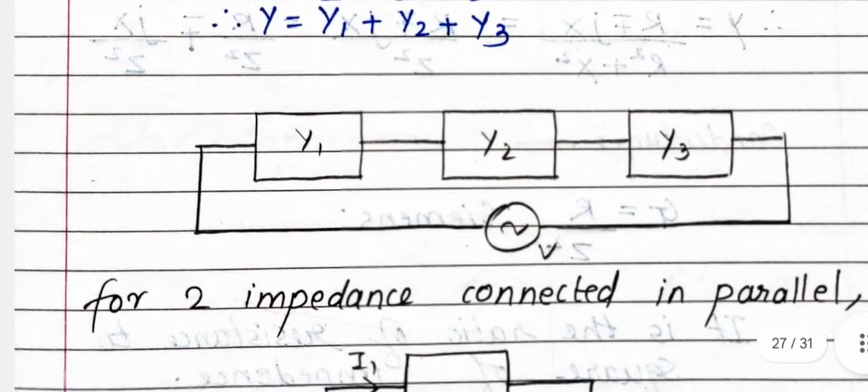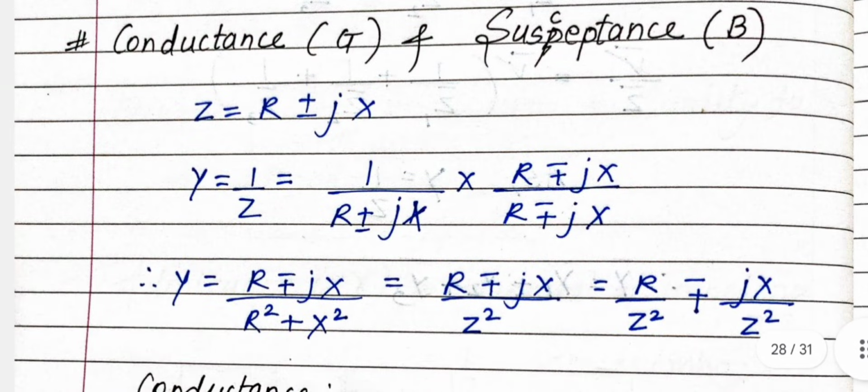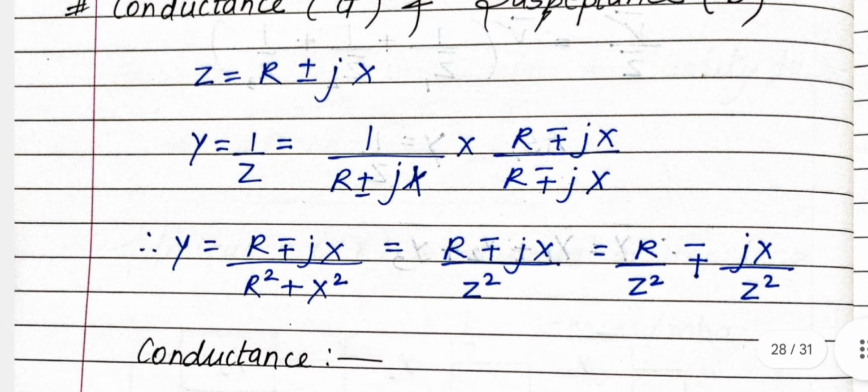Then another important pair of definitions are conductance and susceptance. Conductance is G and susceptance is B. You have to consider the first equation, that is Z is equal to R plus minus JX. Plus minus indicates inductance and capacitance both. So what is Y? It is admittance, it is 1 upon Z. So we will write 1 upon R plus minus JX, and multiply and divide it by its conjugate, as we have learnt. It will become R minus plus JX upon R minus plus JX.